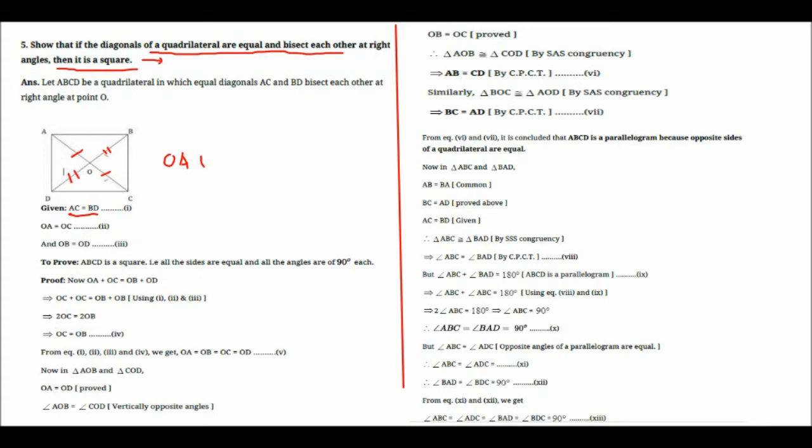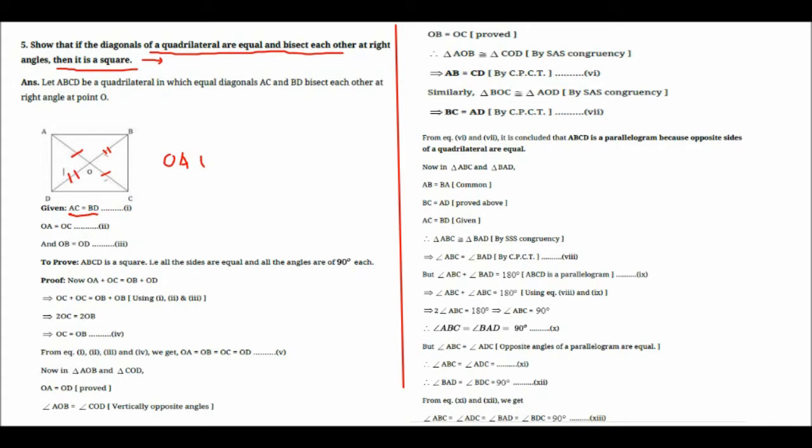Also, we need to prove that all the angles, means angle A, angle B, angle C, and angle D, are 90 degrees. Then only we can say that it is a square. So how will we work? How will the logic work? Let us see how we are going to move.